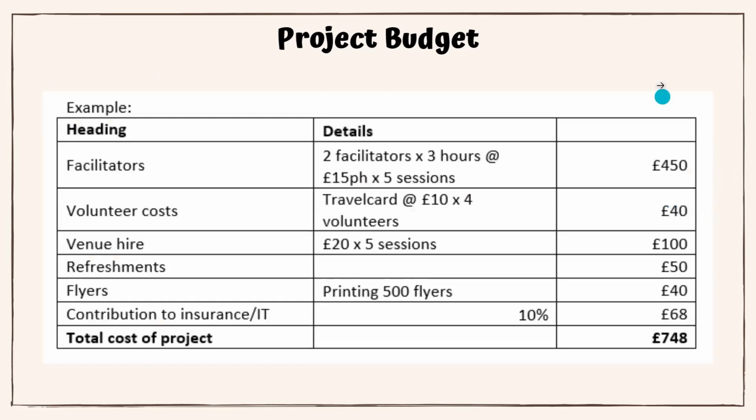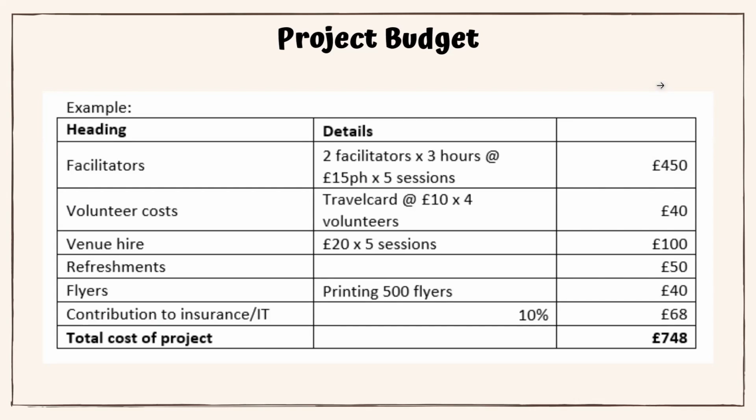So this is an example of what would be acceptable to One Community for this level of project. Of course, if it was a much bigger project, it might need to be quite a bit more detailed, but you'll always need to give them the heading for each cost and then a calculation. So as much as possible, tell them how you've worked out these costs. For example, you might need to pay 2 facilitators each for 3 hours at £15 per hour for 5 sessions. So rather than just putting in the £450, make sure that you tell them how you've worked that out and exactly what it'll go towards.